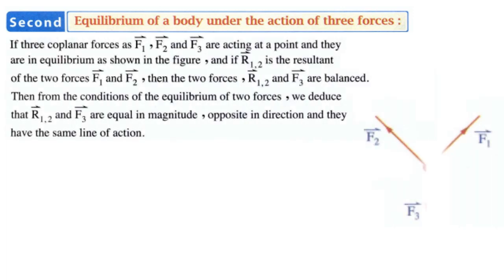Second, equilibrium of a body under the action of three forces. If we have three forces, F1, F2, and F3, in equilibrium, this means that the resultant of F1 and F2 is equal to F3 in magnitude and opposite in direction. Also, the resultant of F1 and F3 is equal in magnitude to F2 and opposite in direction, and so on.